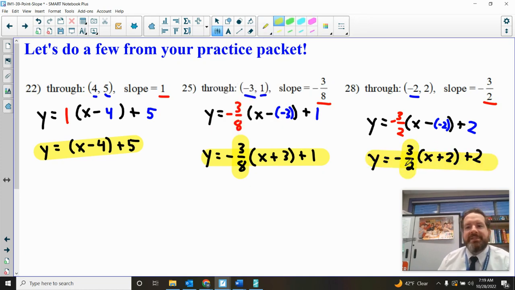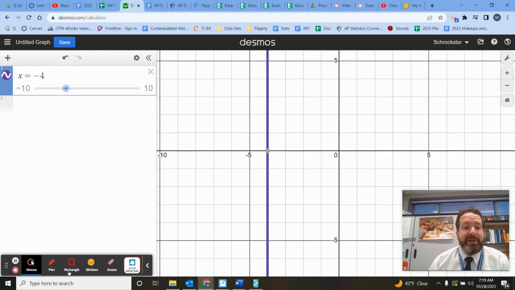So follow those steps. Set up, substitute, simplify, and you are going to end up in the right place all the time.